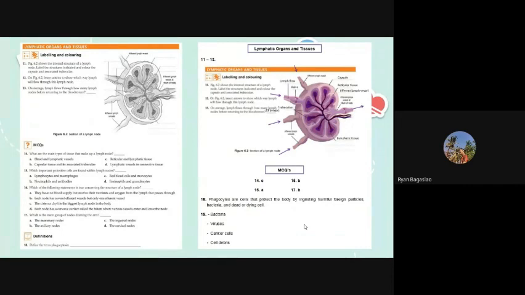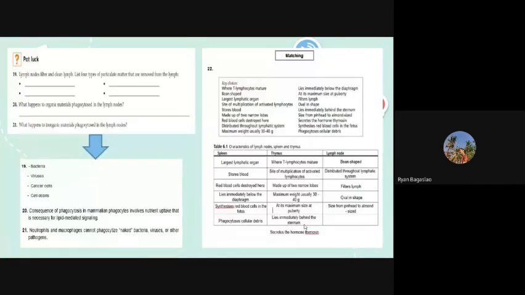For number 18, define the term phagocytosis. Phagocytes are cells that protect the body by ingesting harmful foreign particles, bacteria, and dead or dying cells. Lymph nodes filter and clean lymph. List four types of particulate matter that are removed from the lymph. So these are the bacteria, viruses, cancer cells, and cell debris.